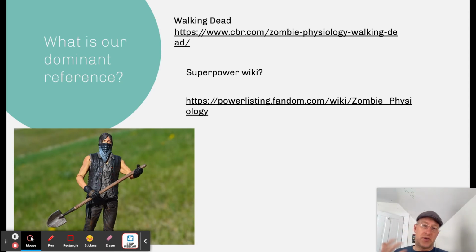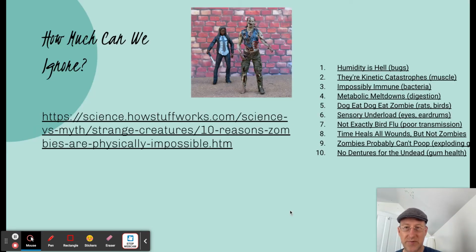What's our dominant reference? Walking Dead. There are also superpower wikis. There's a whole bunch of different other models for zombies, but if we're talking about this, we'll just use the Walking Dead as a basis. Okay, how much can we ignore? If you're going to talk about zombies at all, you have to ignore an enormous number of things.